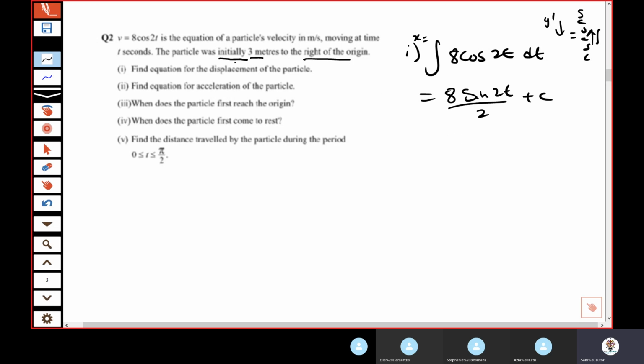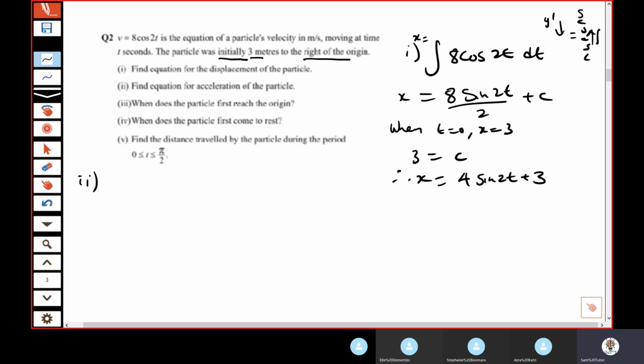Then it does say that initially 3 meters. So again, when time equals 0, x equals 3. Sine 0 is obviously 0, and then x equals 3. So you'll just get c equals 3, and you'll end up with your displacement function as 4 sine 2t plus 3. Any questions there?